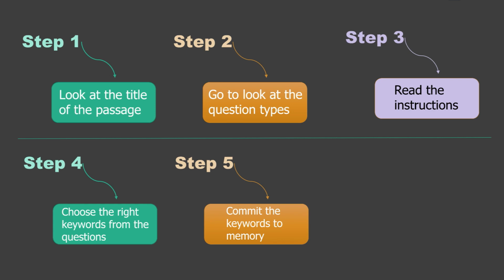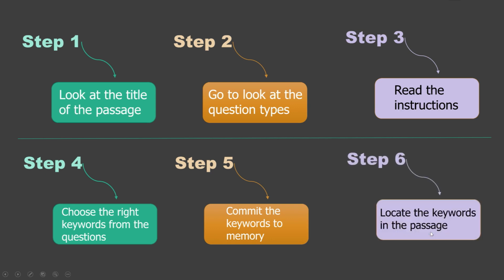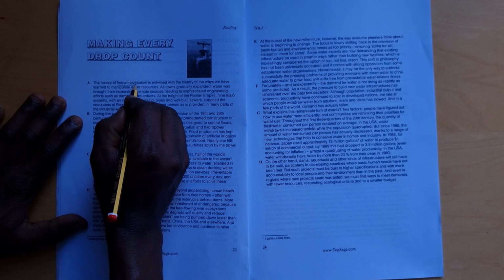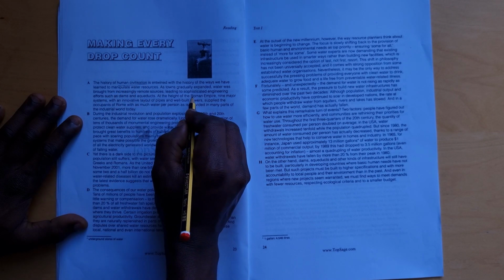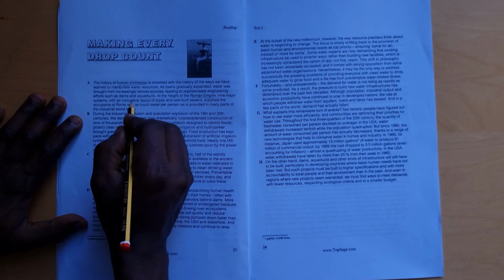Once you choose the right keywords from the question, the next thing you have to do is to commit the keywords to memory. Remember that you're supposed to keep more than 3 keywords in mind. This is an important action that will help you to stop coming back and forth, and it will save you a lot of time. The next thing you have to consider has to do with locating the keywords in the passage. This is a very important step because where you find the keywords are where your answers will be.